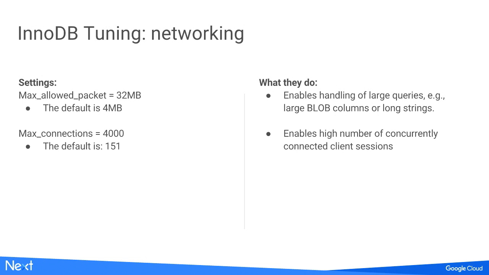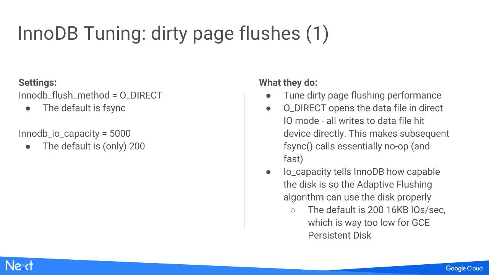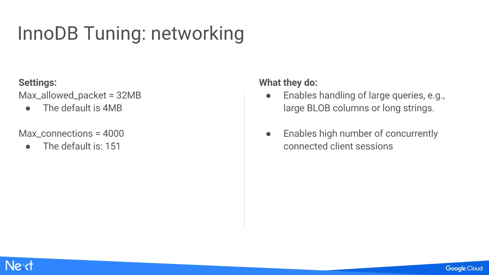Next is networking. Here, we tuned 2 settings. One is max allowed packet, to 32 megabytes from 4 megabytes, and the other one is max connections, to 4,000. Max allowed packet allows your client to send in large queries, in case you want to insert a big blob column or you have very long strings in your query; that will be supported. Max connections is self-explanatory.